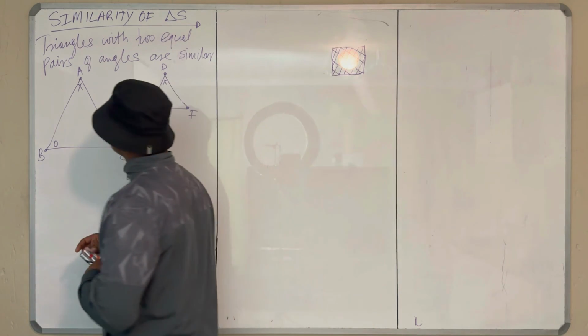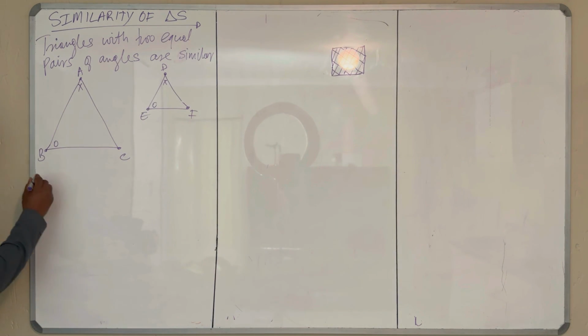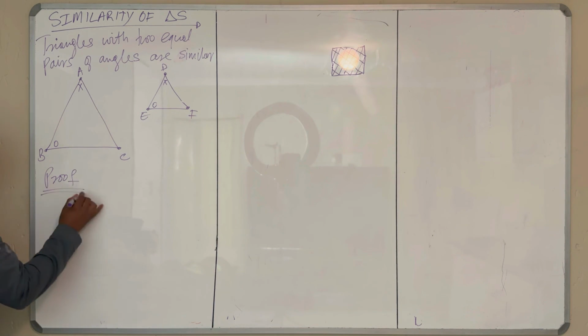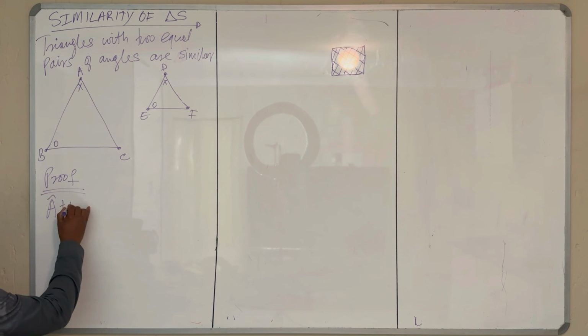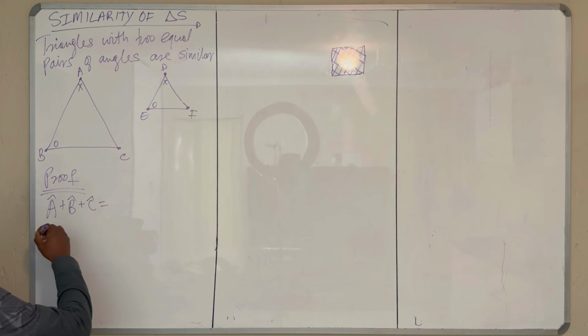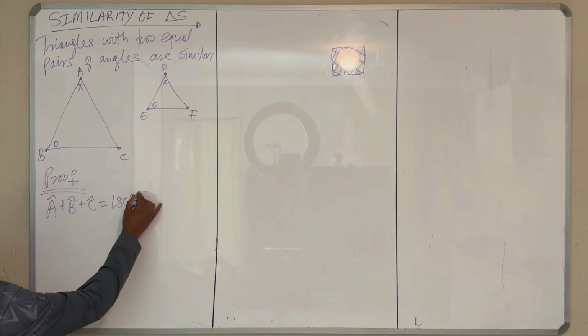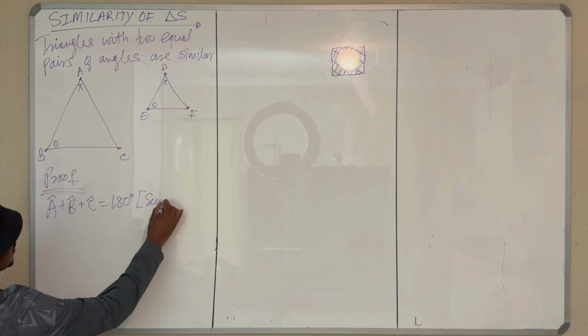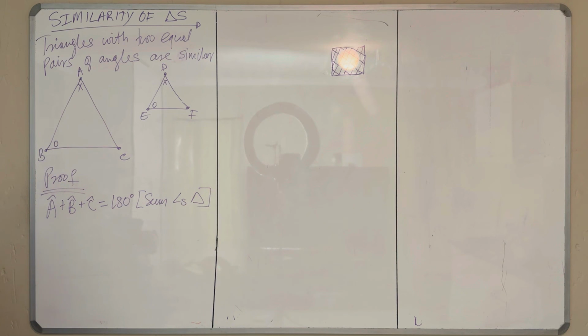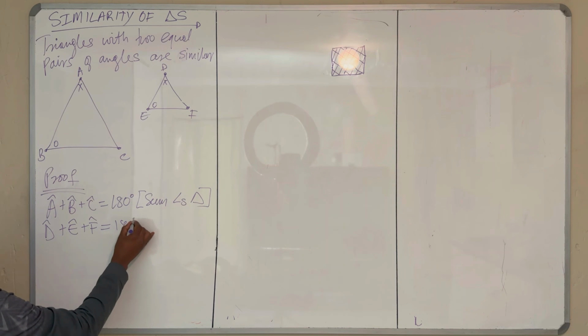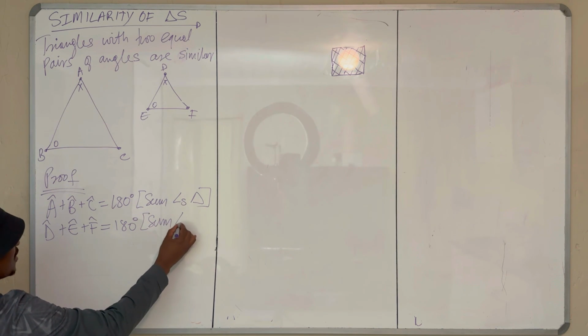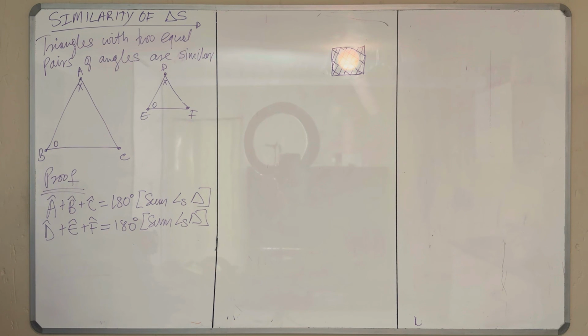So let's just prove it. This is our proof right now. You know that if you say angle A plus angle B plus angle C, what do you get? 180 degrees. Sum of angles in a triangle. And then now, look, if you say angle D plus angle E plus angle F is equal to 180 degrees. Why? Sum of angles in a triangle. In that case, 180 is equal to 180, right?